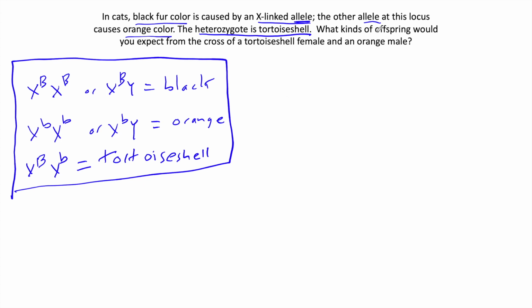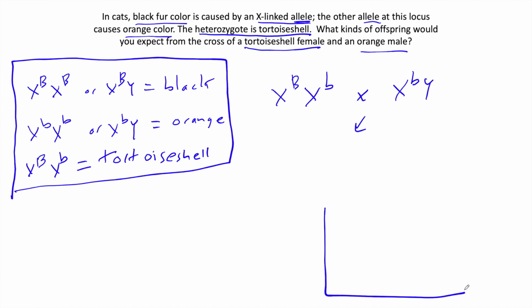Now it asks, what kinds of offspring would you expect from a cross of a tortoiseshell female with an orange male? So I have a tortoiseshell female, X big B, X little b, mated to a male, XY, that's orange, so that'd be X little b Y. I want to know what the kids are going to look like. For that, I would use a 4-square Punnett square.